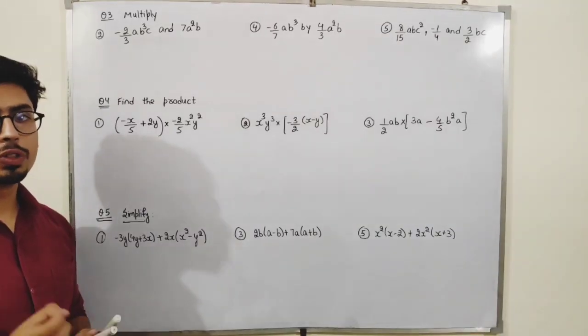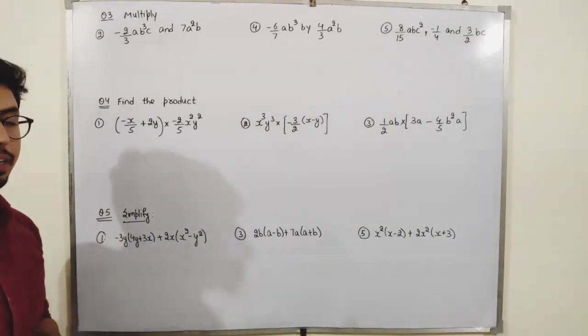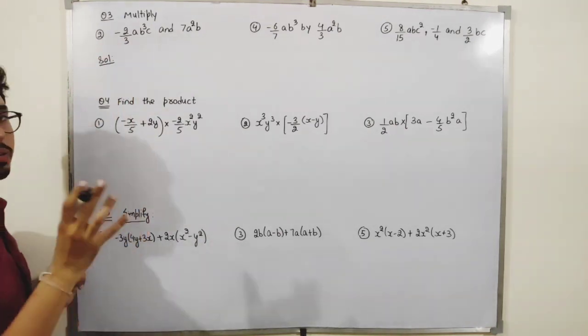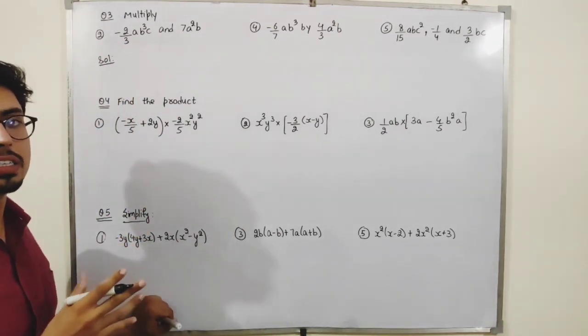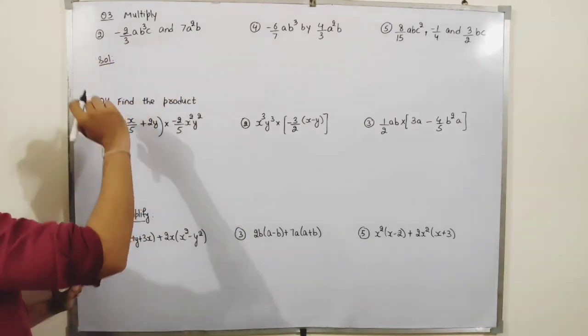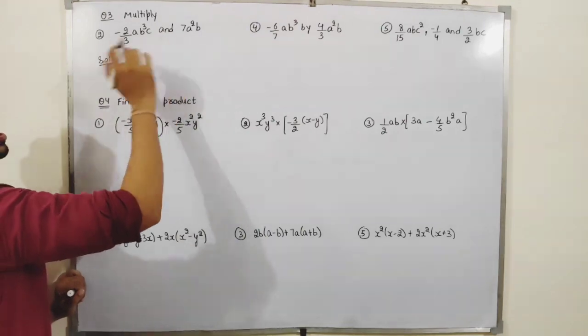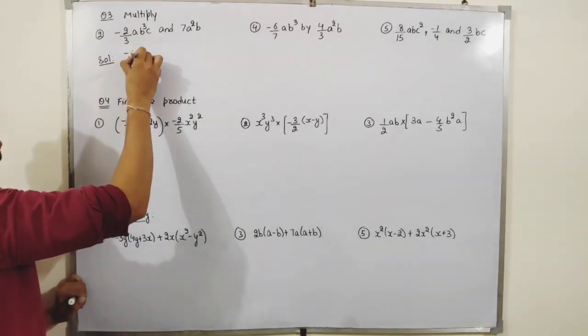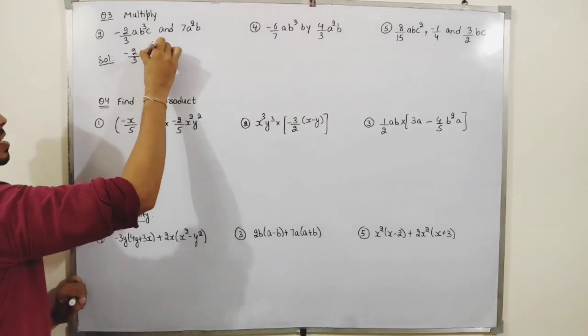Now moving forward to question number 3, first part. See, students, question number 3 consists of 5 parts, out of which I am discussing 3 parts. So part number 2 I am discussing. I have to multiply these two. Okay. Students, if I multiply these two, I can write it like this.